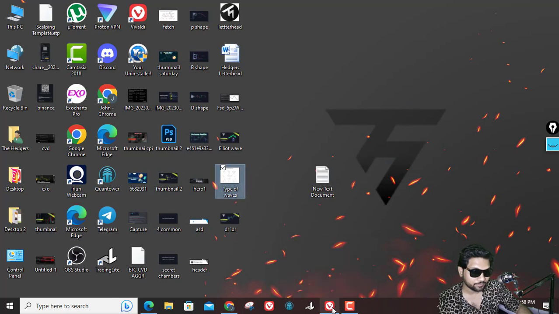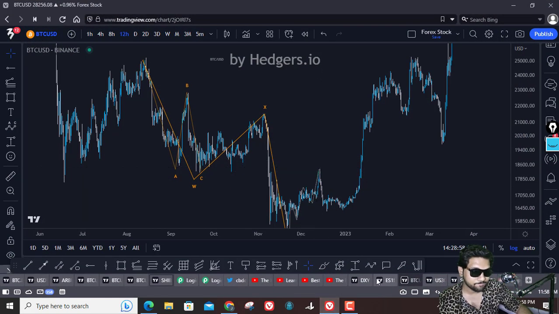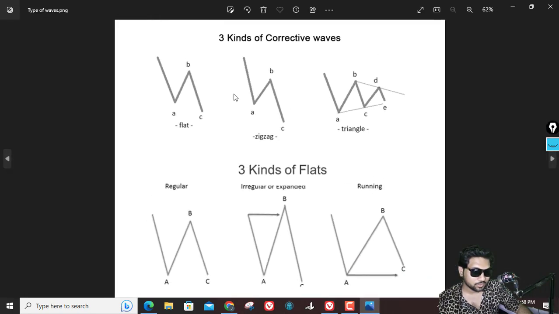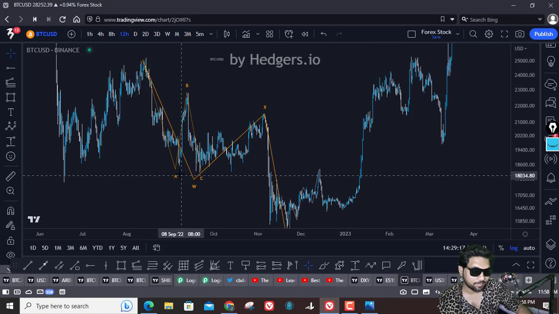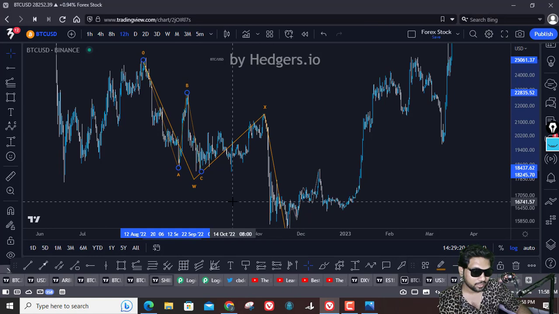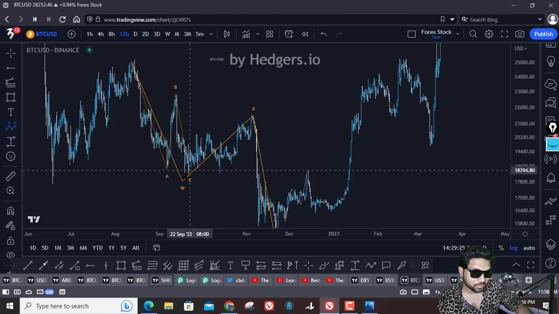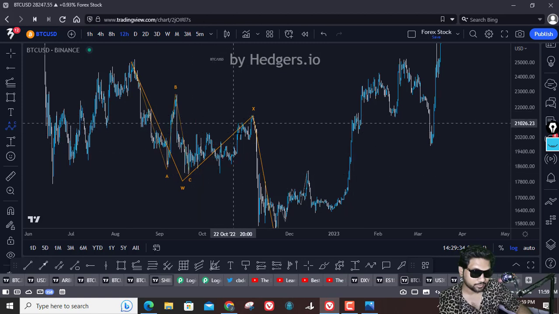screenshot here, just for your understanding, let me just open it. Okay, here we go. So which one is this? This one. See, flat ABC. Okay, similarly we see here the example ABC. Okay, and there is your W wave, and now the X wave for it is simply 1 2 3, ABC, ABC, ABC, ABC.